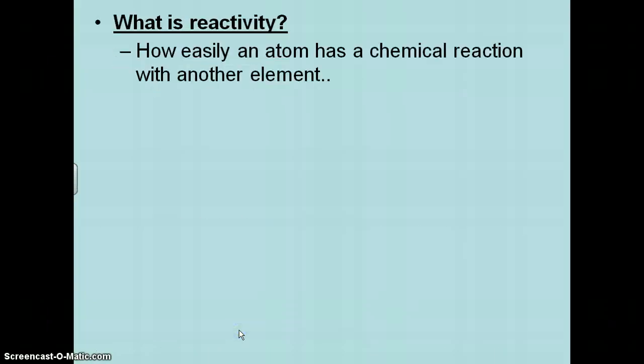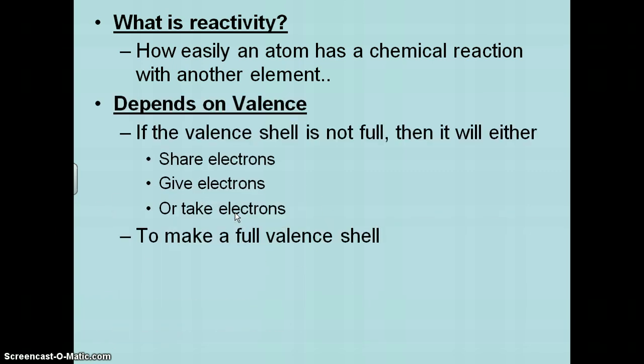So what is reactivity? It's kind of a confusing thing considering we're just starting to learn about chemistry. But reactivity means how easily an atom has a chemical reaction with another element, and it is all based solely on the valence of that particular atom. And we've talked about valence. We've looked at group numbers on the periodic table and what that tells us about the valence of all the elements in that particular group.